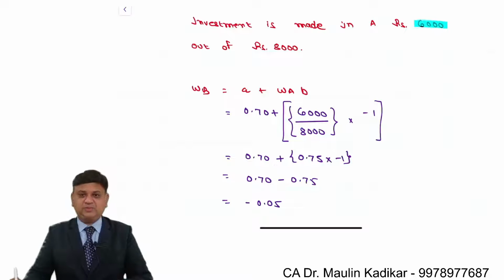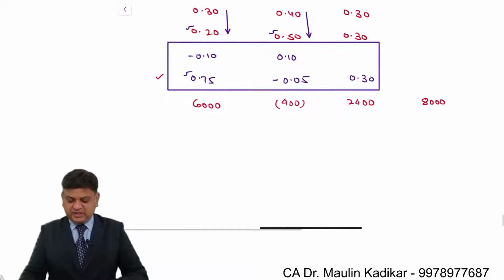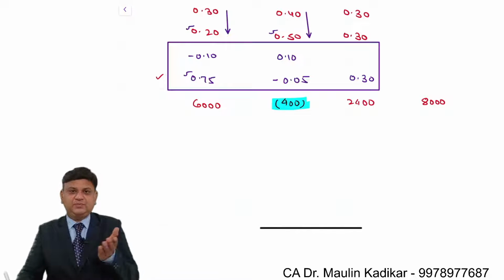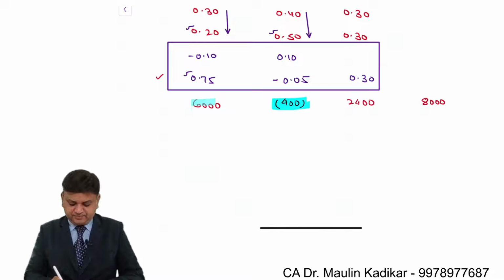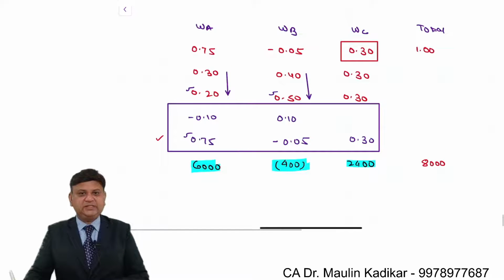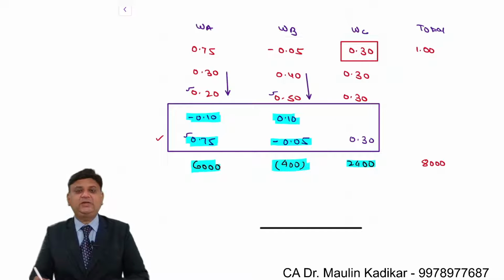Suppose 6,000 rupees is to be invested in A, then in that case the weight of B will be negative, and which is definitely possible. Why? Because the question is providing the information that you can create a short position for security B. So you sell security B, you receive rupees 400, and that amount along with 8,000 is invested in A and C. You can do this answer with a shortcut method also. You can just see what is the change in the weight of A, and with that what is the change in the weight of B. Whatever is the change in the weight of A, based on that, the change in the weight of B can be calculated.